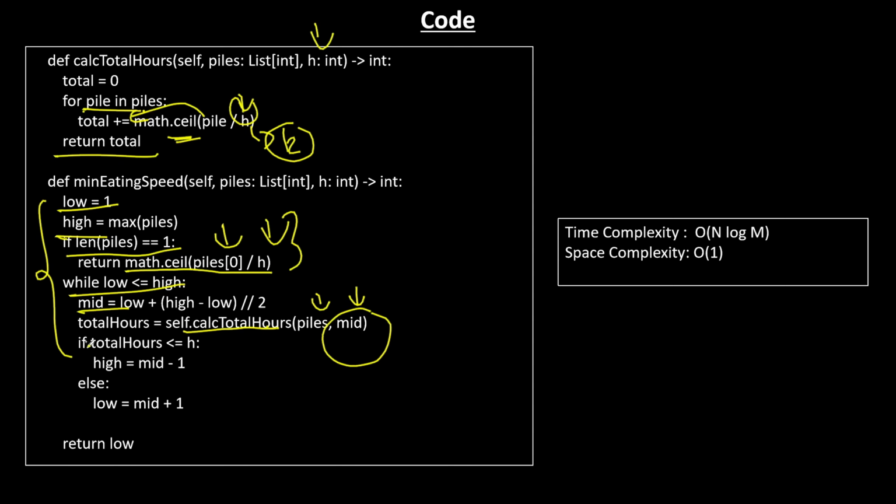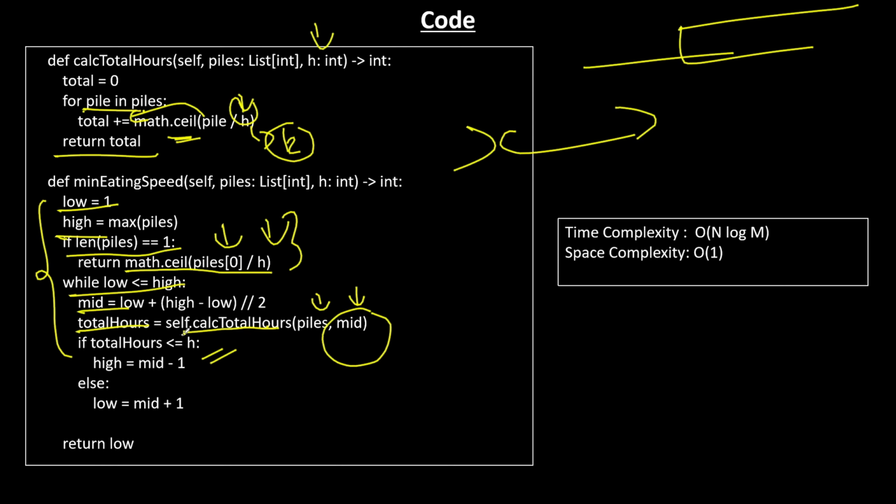Now this function returns the total hours, and if we check it, if the total hours is less than the given h, that is a possible answer, but we have to check with a lesser denominator value so that there might be a chance which is equal to the h. That is why we reduce the search space from the right-hand side and come back to the left-hand side, or you could say we throw away the right-hand side of the search space.